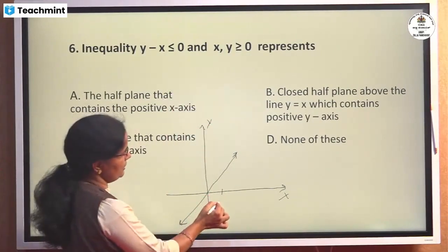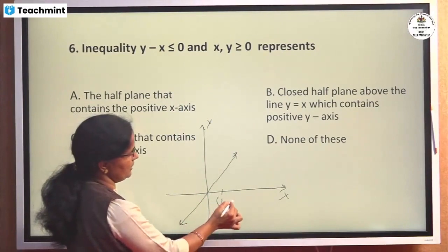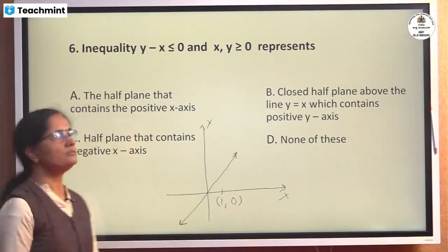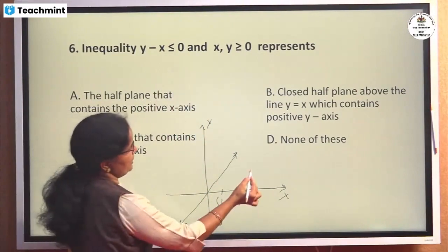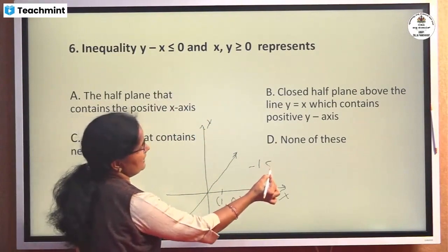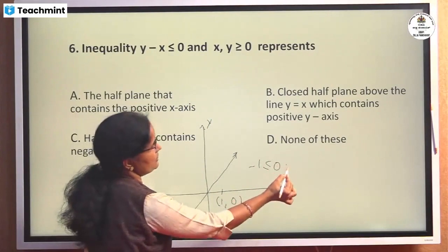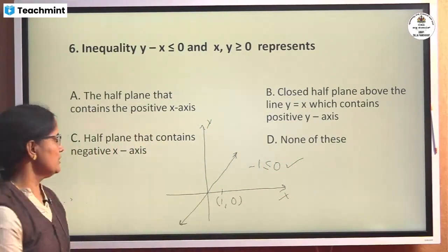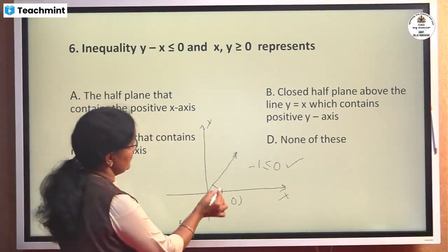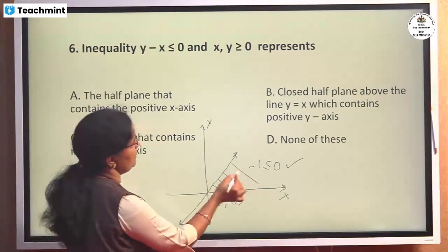Take any point on the x-axis. I will take one point, that is (1, 0). Substitute in the equation: 0 minus x, that is minus 1, lesser than or equal to 0. Origin verification is true, minus 1 is lesser than 0 is true. Therefore, this area will be there in the solution.